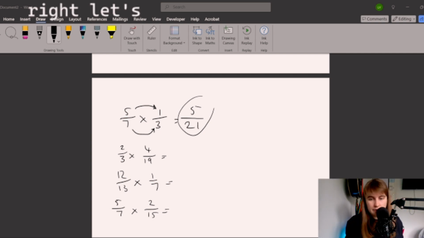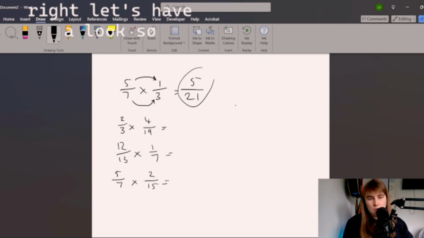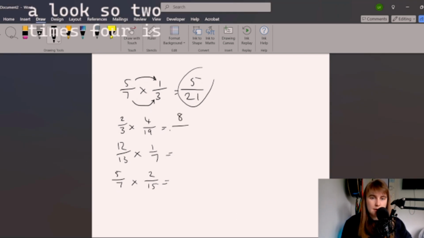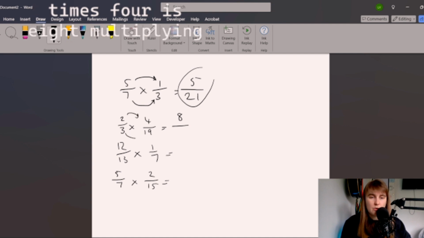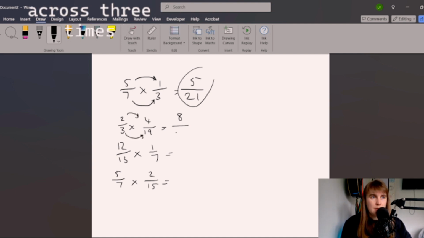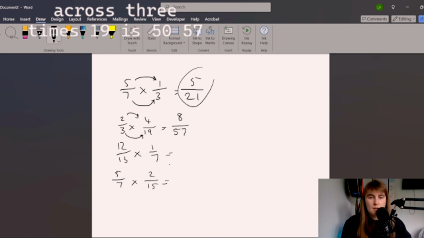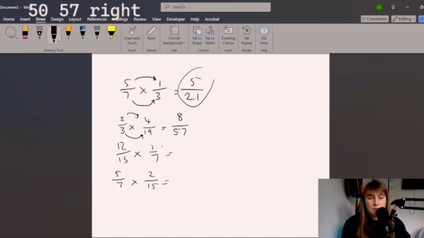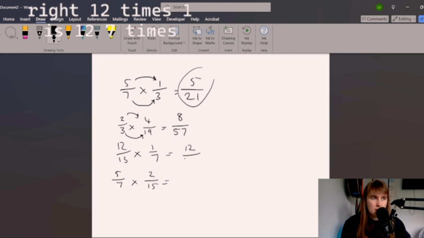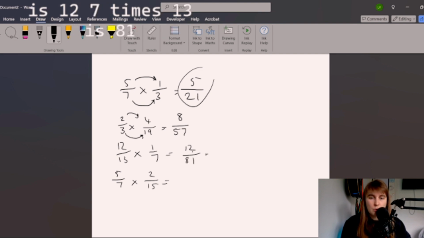Okay, right, let's have a look. So, 2 times 4 is 8. Remember, we're multiplying across. 3 times 19 is 57. Right, 12 times 1 is 12. 7 times 13 is 91. Now, this one can actually be simplified.